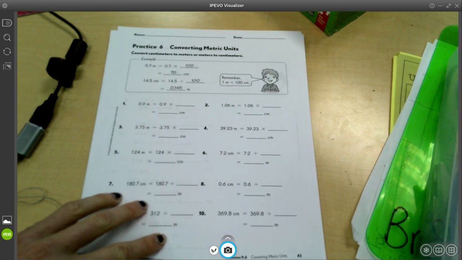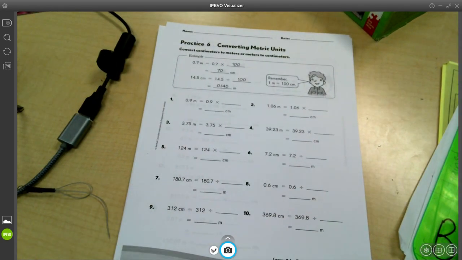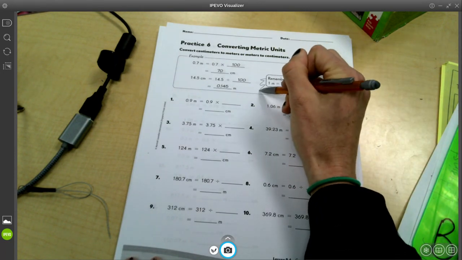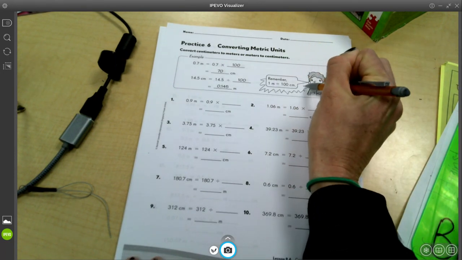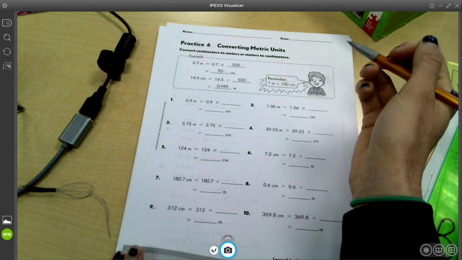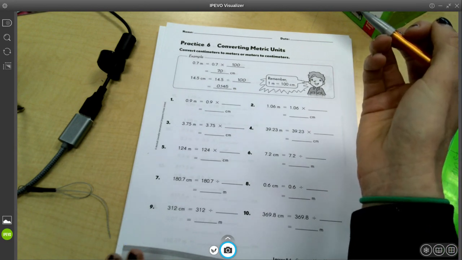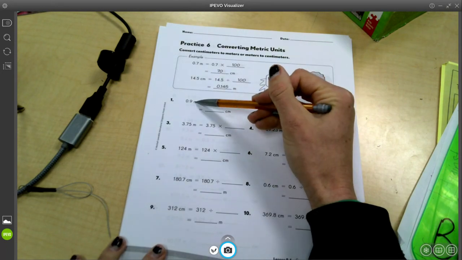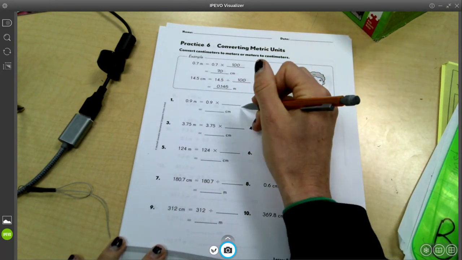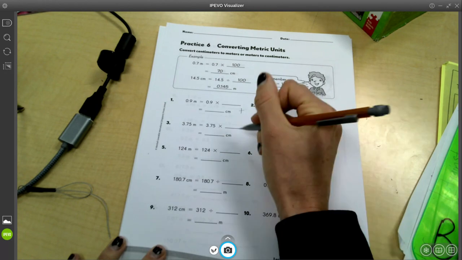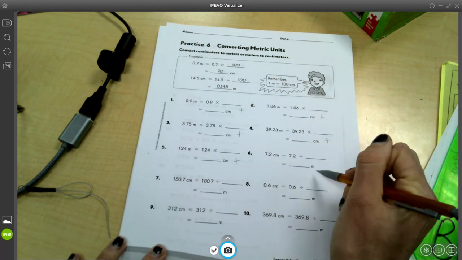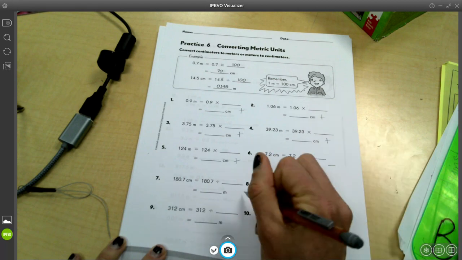All right, welcome back. We are converting metric units here. A little note that's going to help us at the top is 1 meter equals 100 centimeters. Before I do any of the problems, I'm just noting that if I go from meters to centimeters, I'm going to have more, so I'll put a plus. If I'm going from centimeters to meters, I'm going to have less.